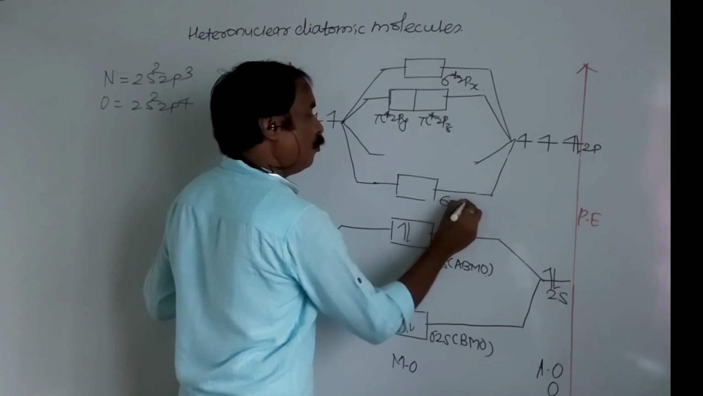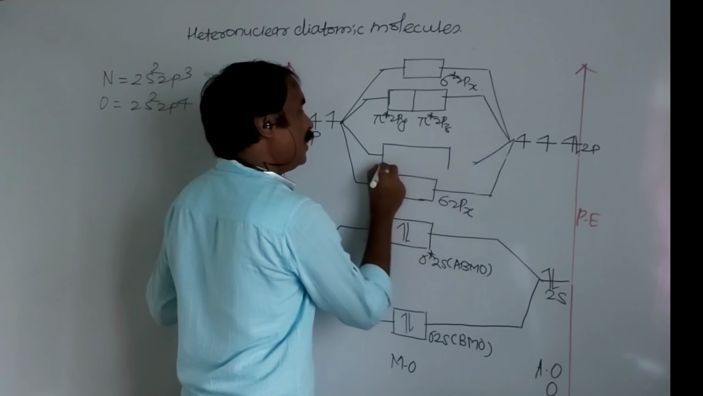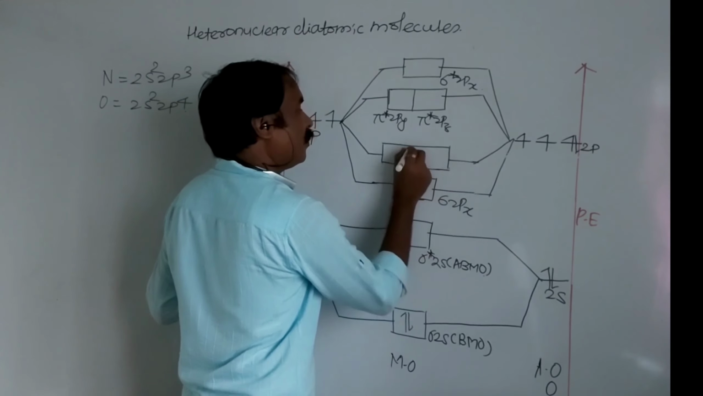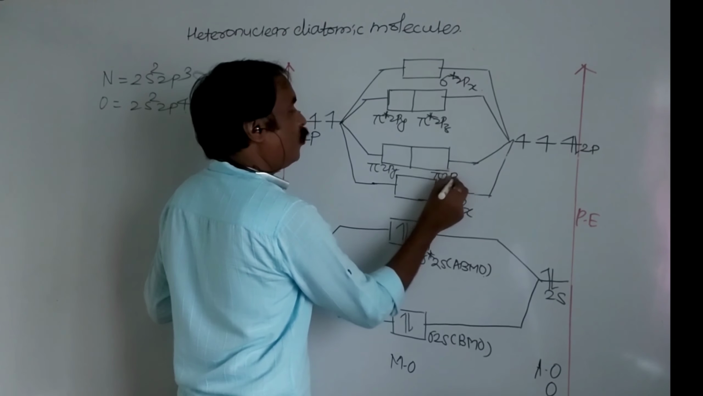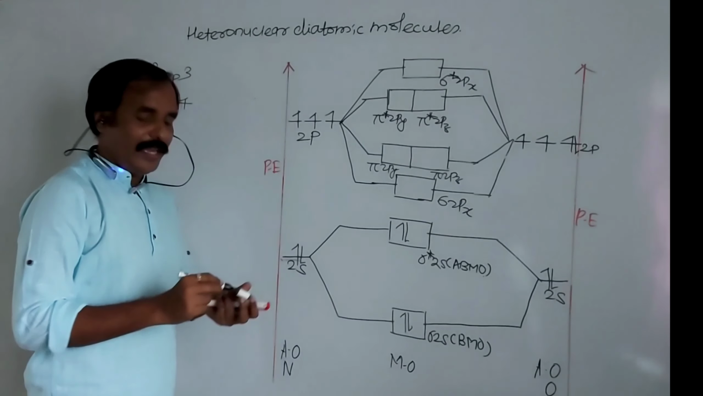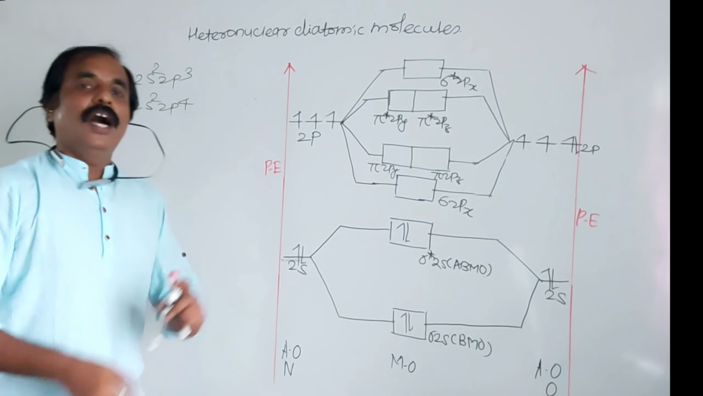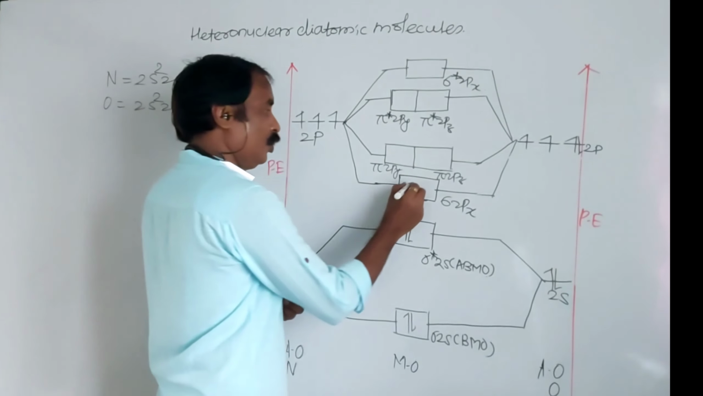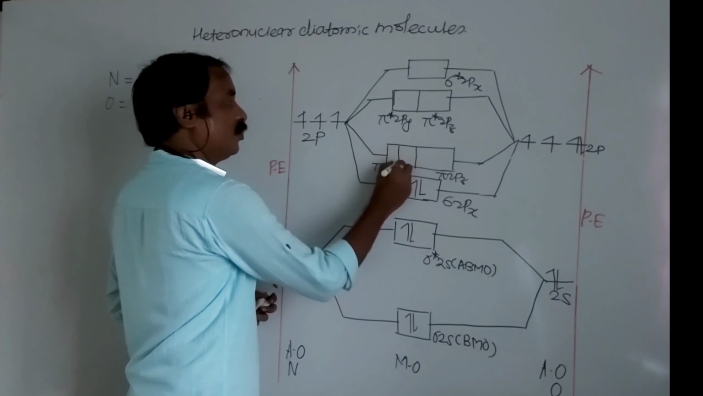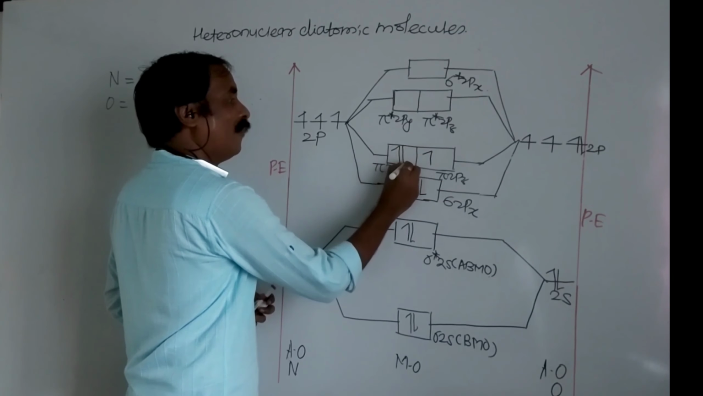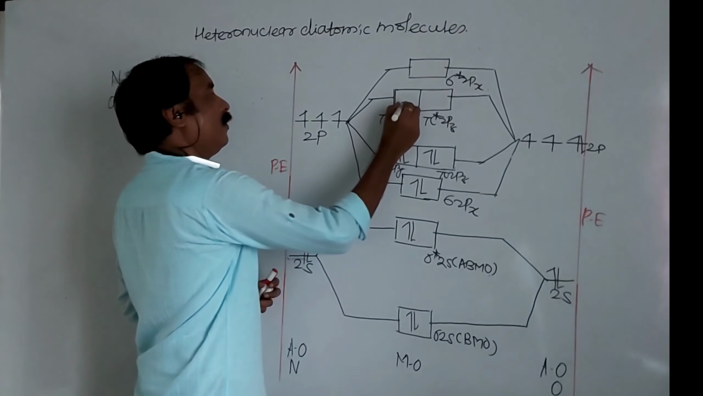And after completion of sigma 2px, electrons will enter pi 2py. Here it is pi 2py and pi 2pz. How many electrons are there? Here 3 and here 4, so 7 electrons are there. Out of 7 electrons, 2 electrons will enter sigma 2px. This is 3rd, 4th, 5th, 6th. 1 electron is left, so that electron will enter pi star 2py.